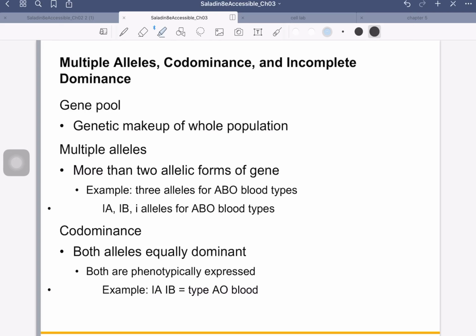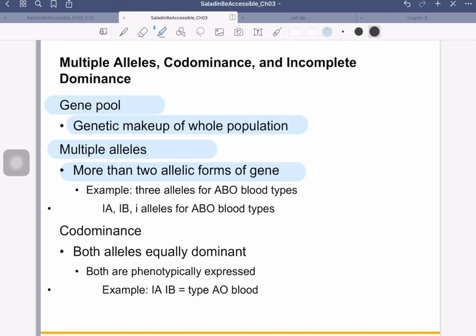Now, often when we're talking about alleles, one gene does not act by itself. It's influenced by the environment potentially, or it works with a series of other genes to create certain features or a phenotype within the body. The gene pool is the genetic makeup of the whole population. Multiple alleles means more than two allelic forms of a gene.